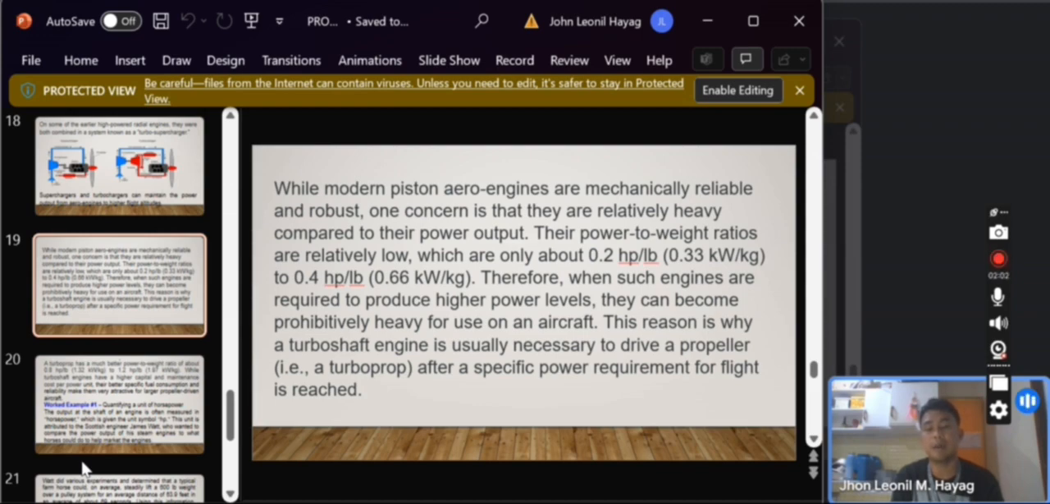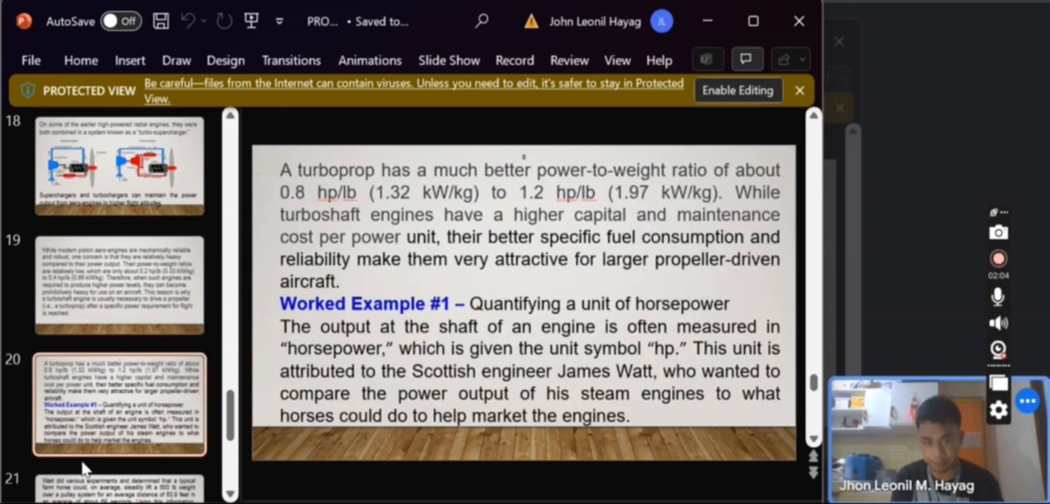After a specific power requirement for flight is reached, a turboprop has a much better power-to-weight ratio of about 0.8 to 1.2 horsepower per pound, while turboshaft engines have a higher capital and maintenance cost per hour unit. Their better specific fuel consumption and reliability make them very attractive for larger propeller-driven aircraft.